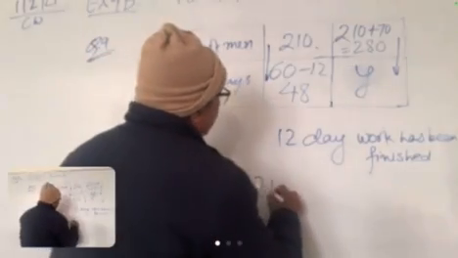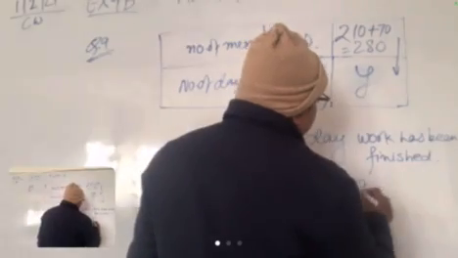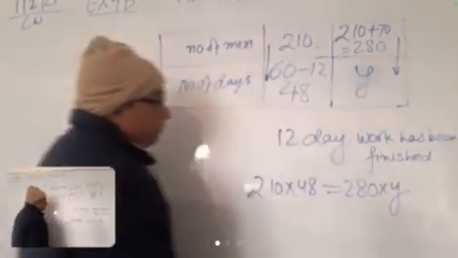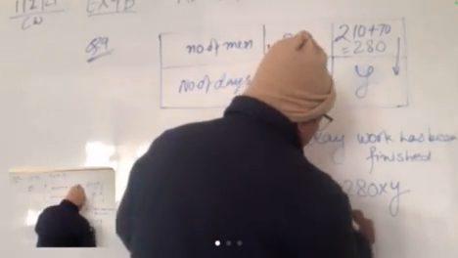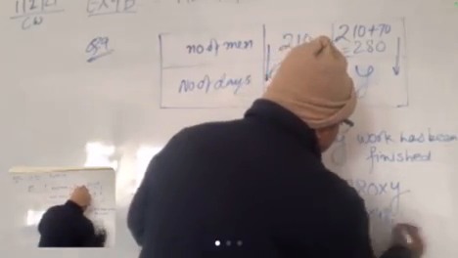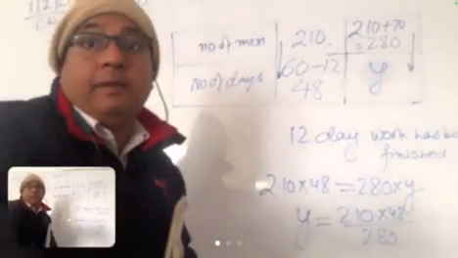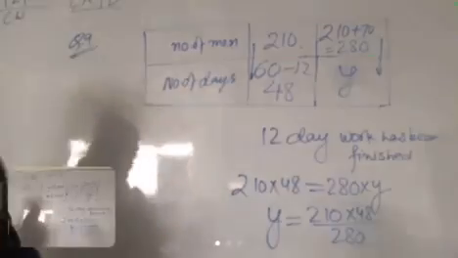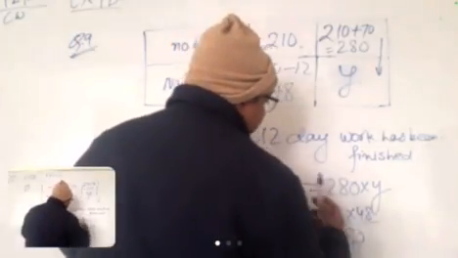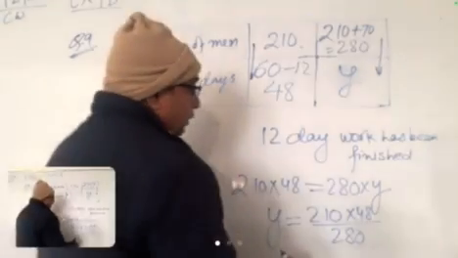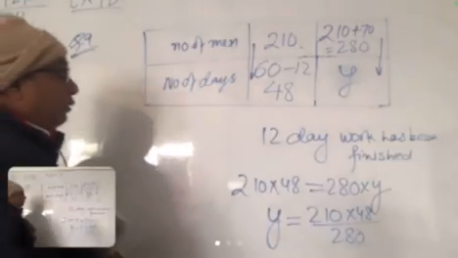So it means that 210 multiplied by 48 is equal to 280 multiplied by y. So y is equal to 210 multiplied by 48 upon 280. So everyone please cut it out, cut करो इसको, cancel. 210 multiplied by 48 upon this. So, Sir, 36 days.